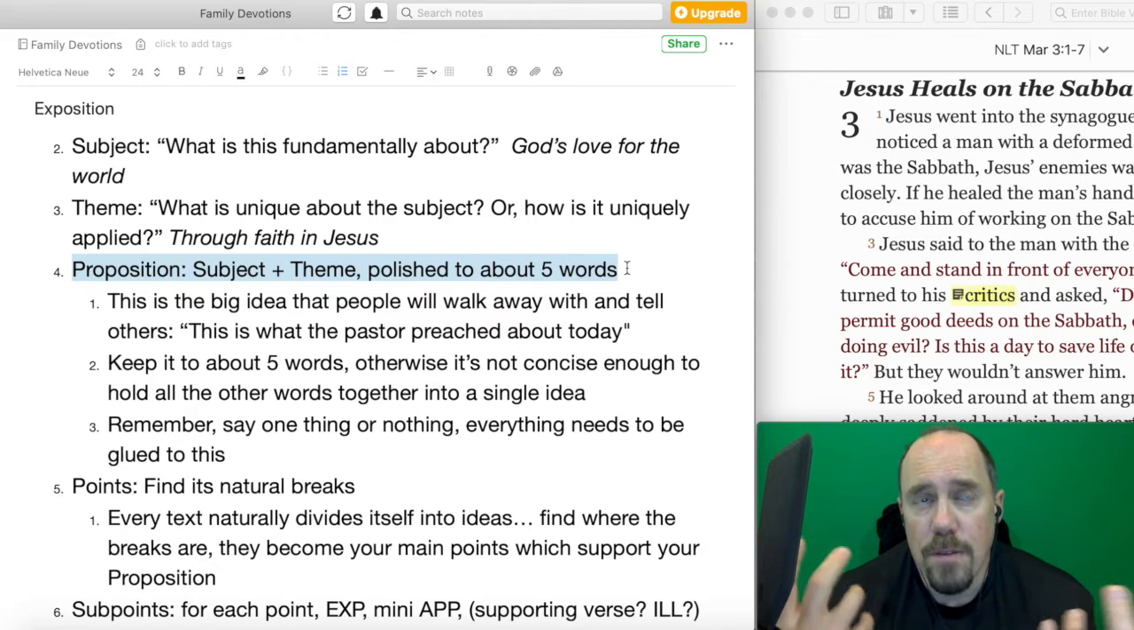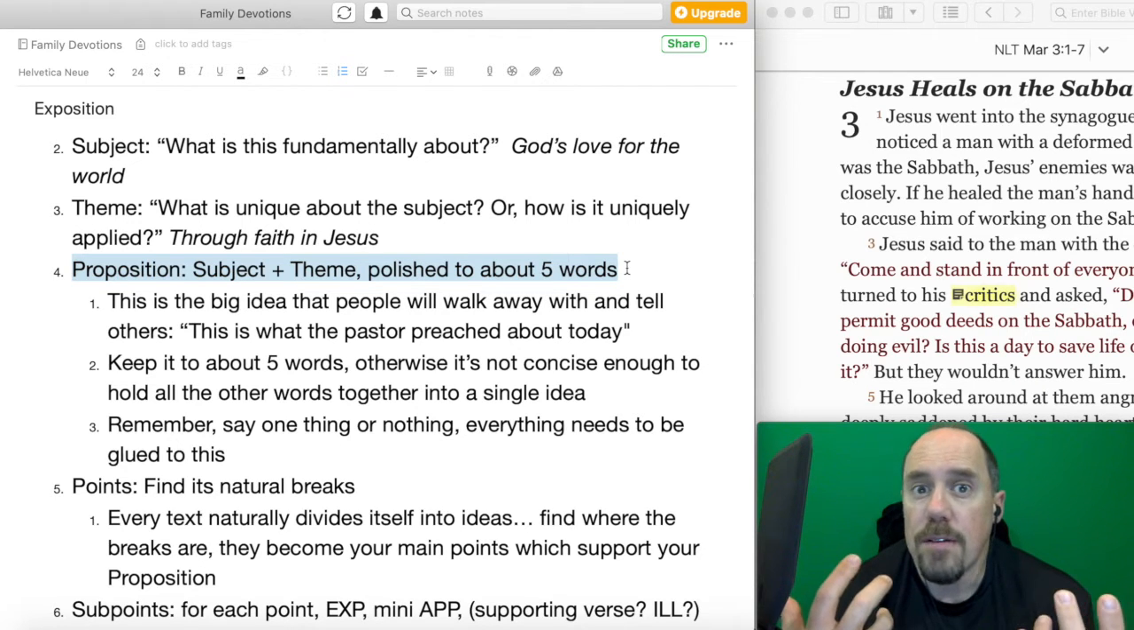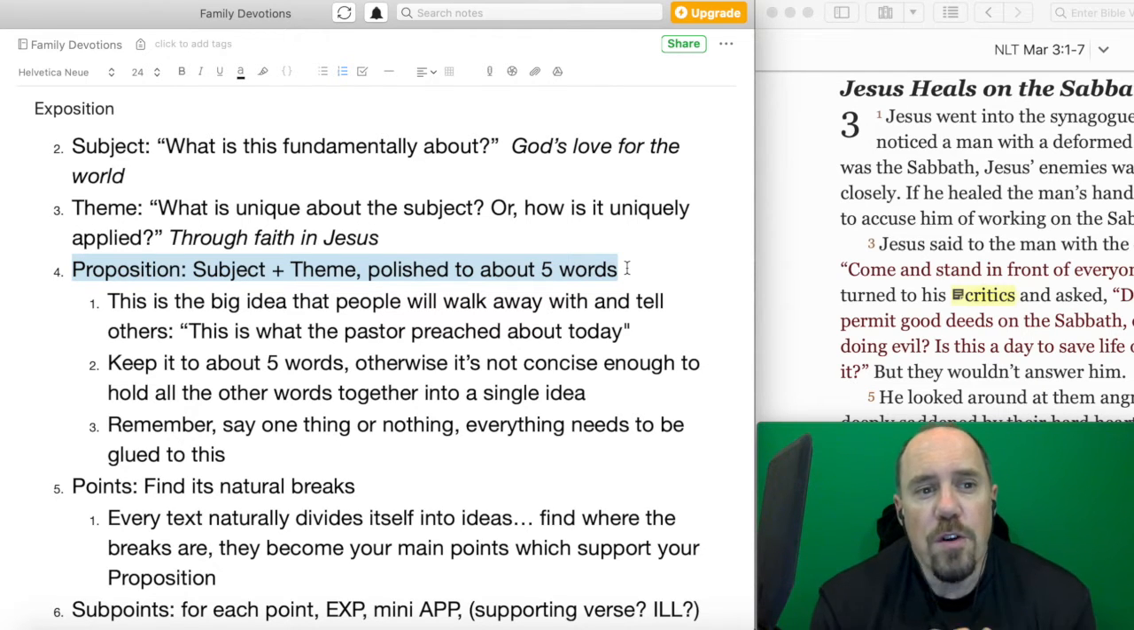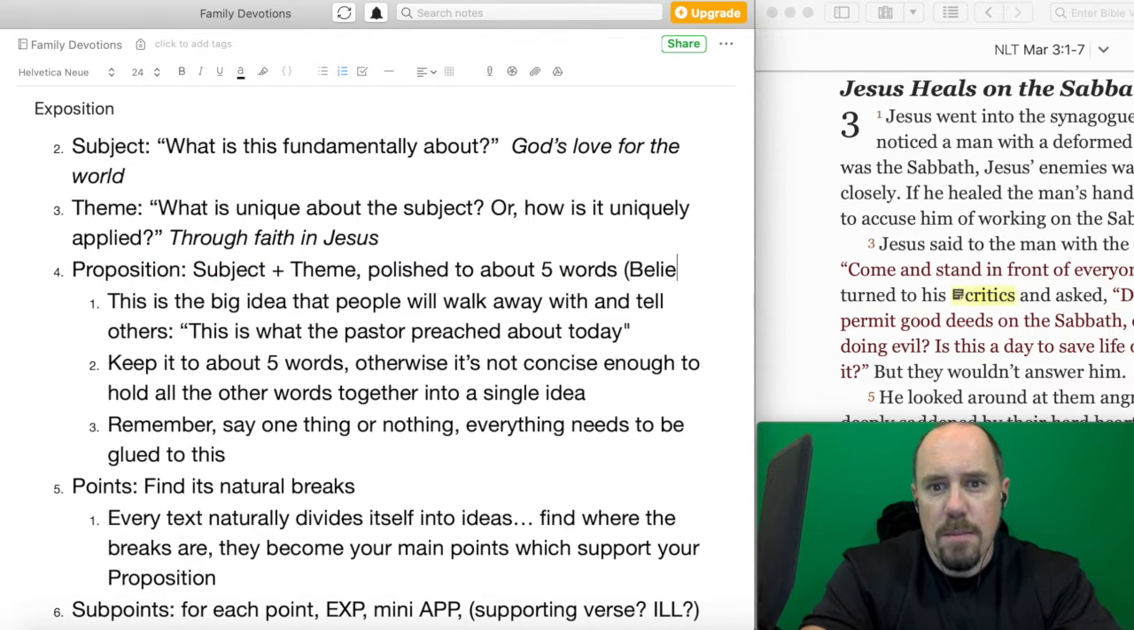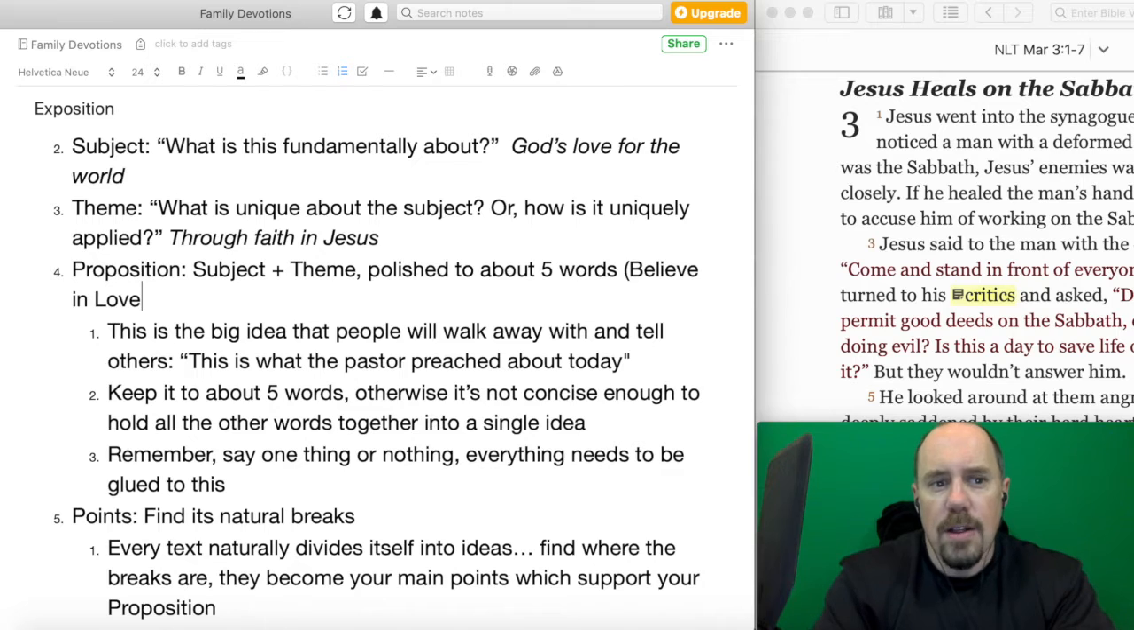Love asks for faith. Love is accepted because of faith, that kind of thing. Love is something you believe in. Maybe I'll say believe in love. Believe in love. That's not bad. So maybe the proposition that I'll use in my example is believe in love.